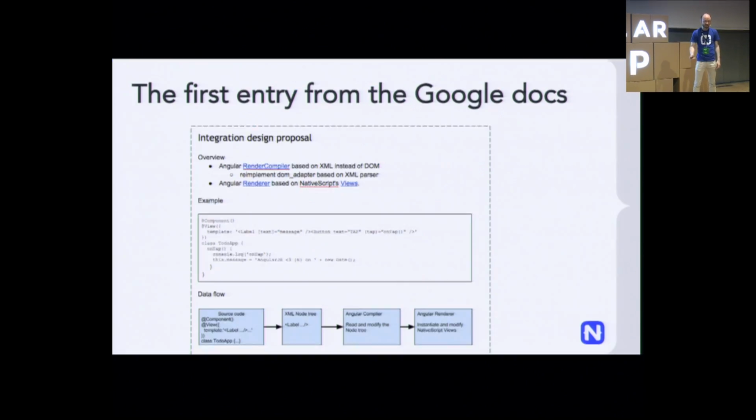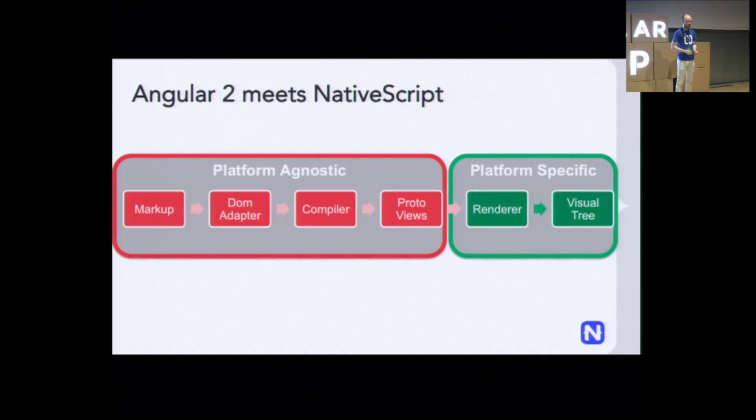It's going good. And from the very beginning, this is actually a screenshot from our Google documents. In the very first meeting, it was like, OK, so how do we take this platform-agnostic architecture and turn it into a mobile-friendly framework? So this is what we did. We took the platform-agnostic part, and for the markup, we said, OK, we're going to use HTML. And as a DOM adapter, we're going to use parse5. And this is pretty much standard stuff.